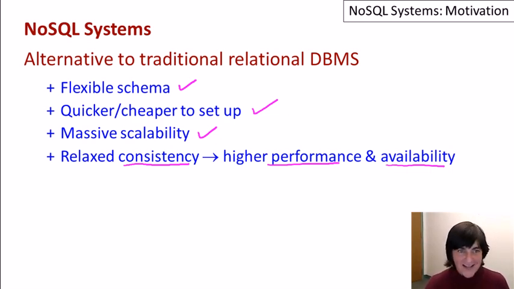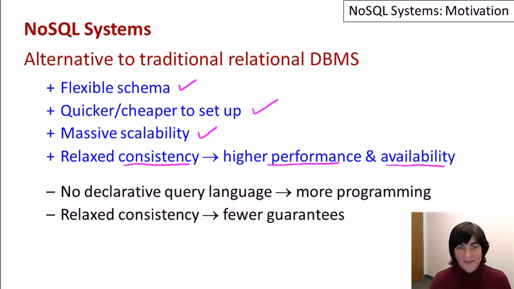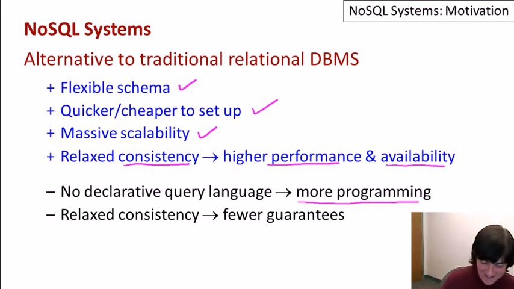Now, of course, there's a downside, and again, this is just at the very highest level. Different NoSQL systems address things in different ways. On the downside, they tend not to have a declarative query language. So one of the benefits of a traditional system is being able to write ad hoc queries in a very nice high-level language, change your mind about what you want to write, and make changes easily, explore the database in lots of different ways just with these simple queries. So in NoSQL systems, the lack of a declarative query language does mean that there's more direct programming involved in manipulating the data. And another downside is the relaxed consistency does mean there are fewer guarantees.